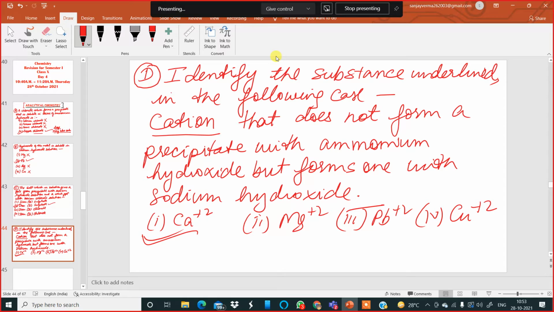Calcium ion does not form a precipitate with ammonium hydroxide solution, but it forms a precipitate with sodium hydroxide solution. Okay, is that clear, my dear boys? Is that clear? Okay, good. Now let us move to the next question.